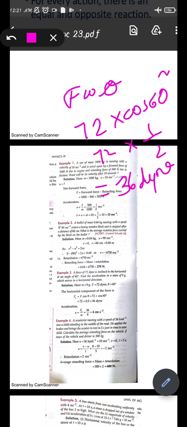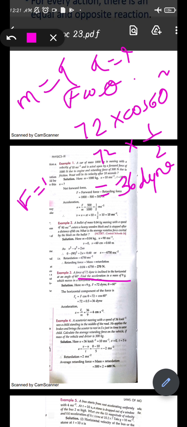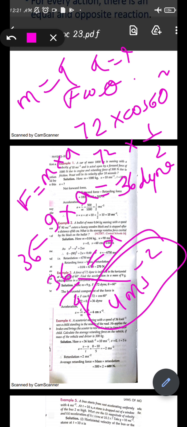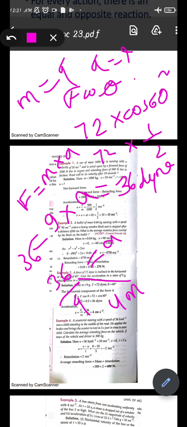The other thing asked in the question is to find the acceleration of a mass of 9 grams. So the mass is given as 9 grams, m is equal to 9. We have to find a. We know that force is equal to mass into acceleration. Acceleration is not given, so we have to find it. The force was 36. So 36 upon 9 gives the acceleration. It will be 4 meter per second square. This is the value of the acceleration.